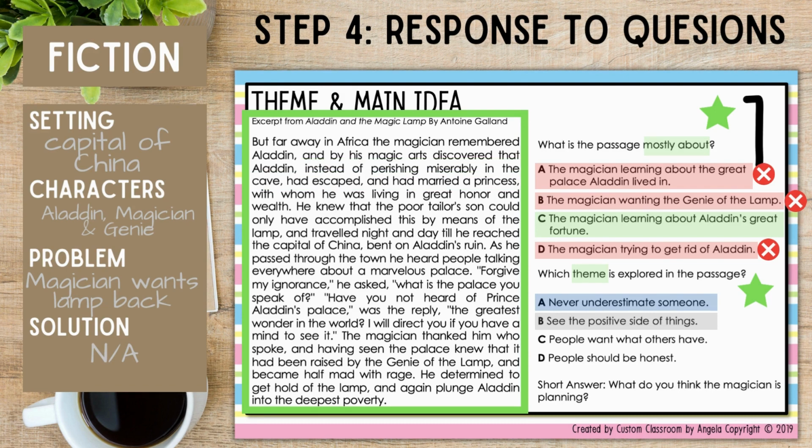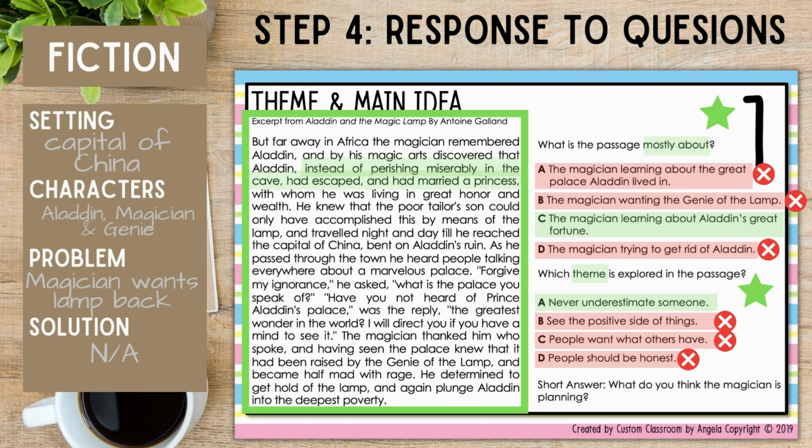B, see the positive side of things. This is incorrect. There's not really a point where the characters are looking on the positive side. It's mostly about the magician being upset with Aladdin and all that he's gotten from the lamp. C, people want what others have. This is also incorrect. The passage does talk about the magician wanting the lamp, but this is just one example. It does not really show us an overall message that all people want what others have. And then let's look at D. People should be honest. This is also incorrect. There's really nothing mentioned about lying or not being honest.